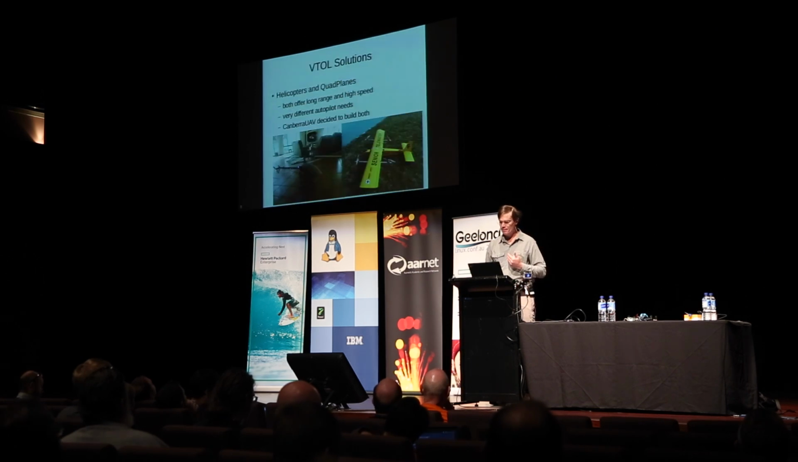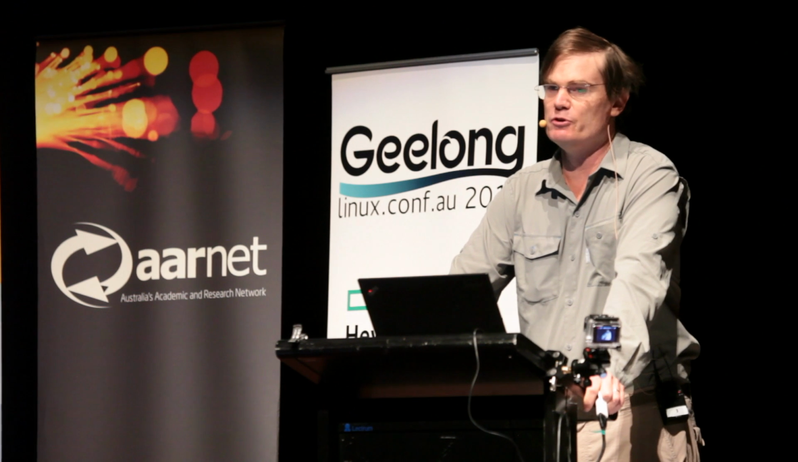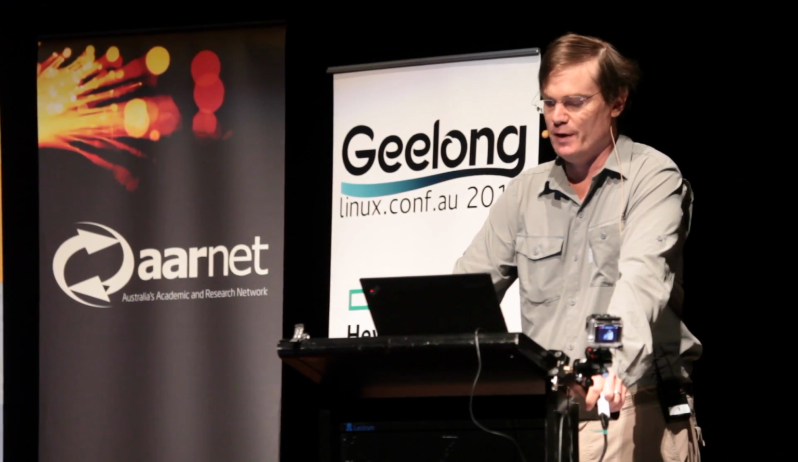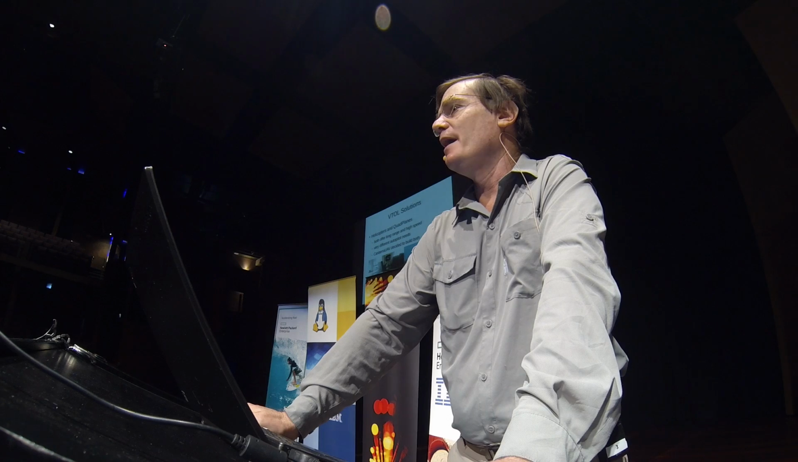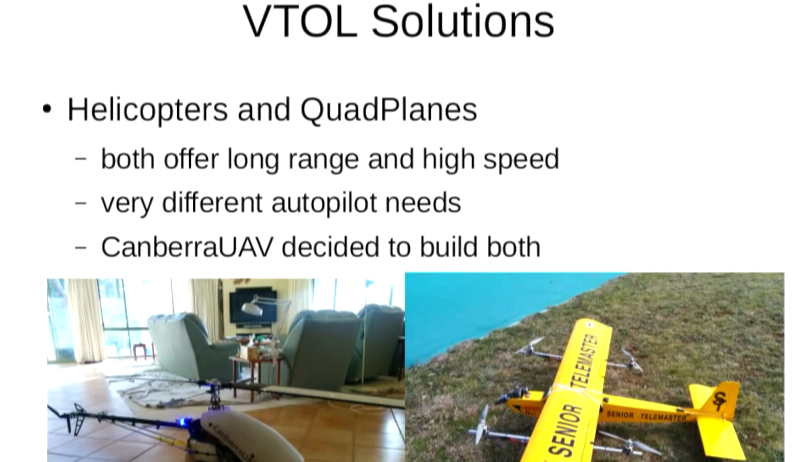So how do you do this vertical takeoff and landing? And as soon as the rules came out, we realised there were two really obvious solutions. One is helicopters, and the other would be a quad plane. So I'm going to describe a little bit about each of those and what we've been doing with them.